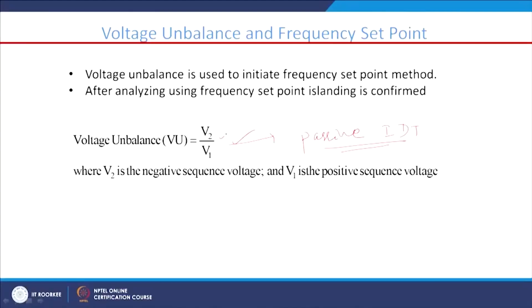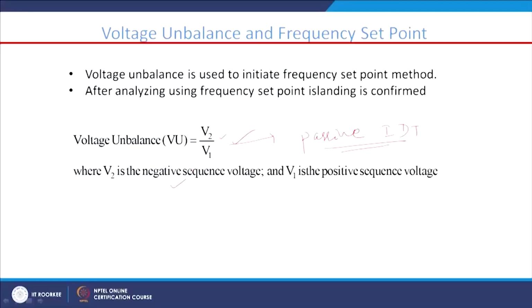That is why the first step is to calculate here the ratio of this negative sequence voltage to positive sequence voltage, and if this particular ratio exceeds a particular percentage or threshold, then yes, there is some islanding present in the smart grid system or microgrid system. And this V2 is the negative sequence component of the voltage at the PCC, and this V1 is the positive sequence component of the voltage at the PCC.